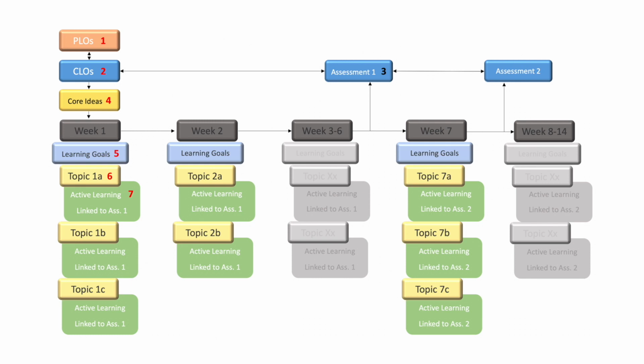Step 5, we need to develop learning goals for each of our topics. Step 6, develop and present the key content for each topic. That's like your lecture material. And lastly, we need to make sure that we develop our active learning strategies for each topic and the related formative feedback processes.